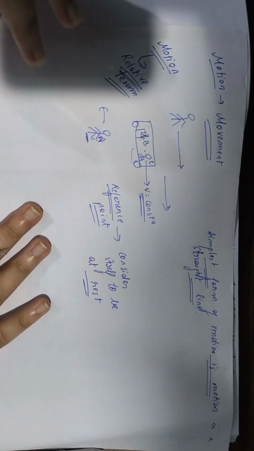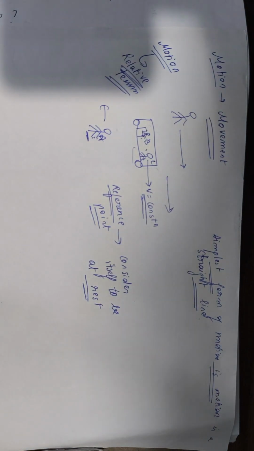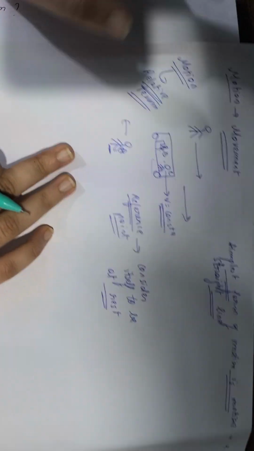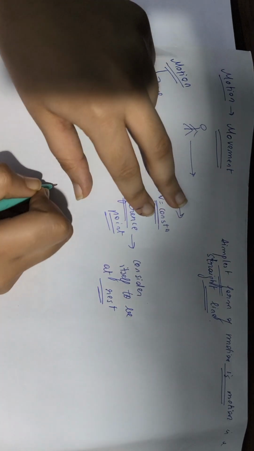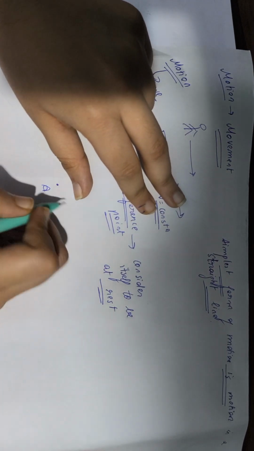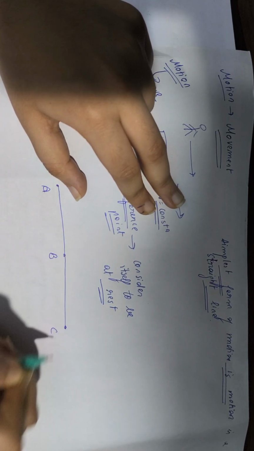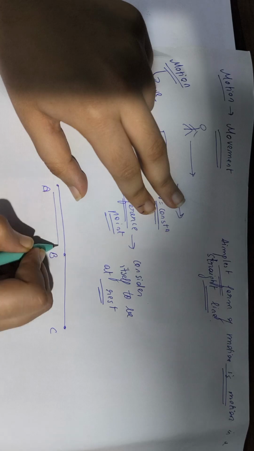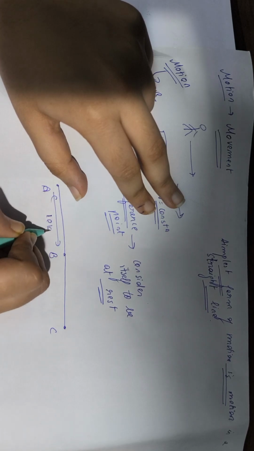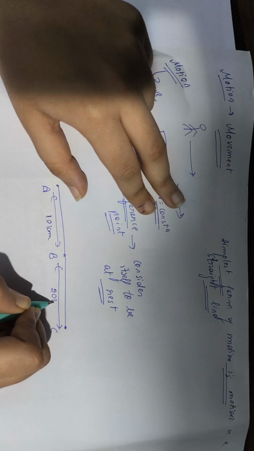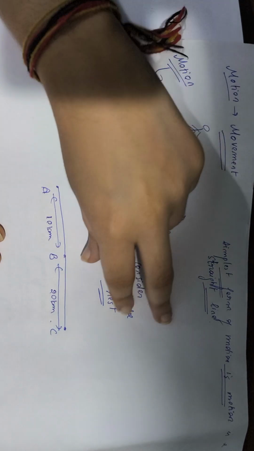Now, why is motion in a straight line the simplest form of motion? First of all, let me move with an example here. See the screen carefully. Let's consider this to be point A, this to be point B, this to be point C. Let us say this is 10 kilometer, this is 20 kilometer.